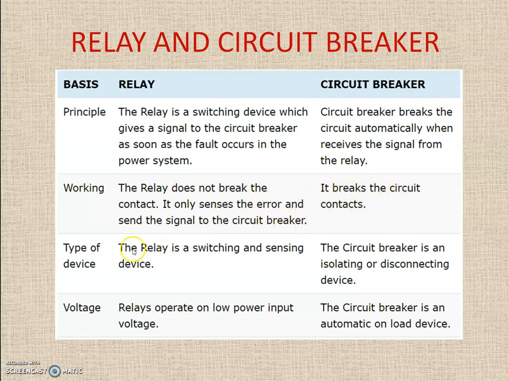And the type of device: a relay is a switching and sensing device, whereas a circuit breaker is an isolating or disconnecting device. And the voltage level: relays operate on low power input voltage, whereas a circuit breaker is an automatic on-load device, so it is connected on the load side.